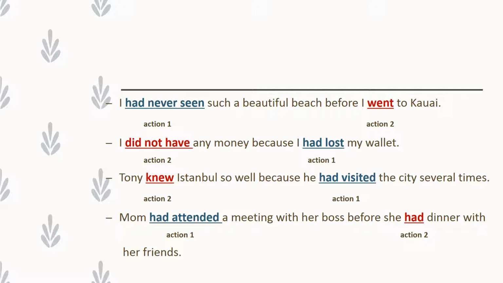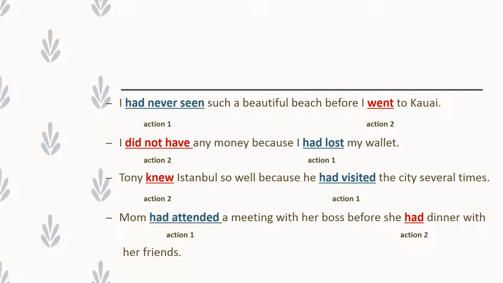Mom attended a meeting with her boss before she had dinner with her friends. Again, here there are two actions. Mom attended a meeting and then she had dinner with her friends. You have to decide which action happened first. As you can see, there are two actions that happened one after another in the past. So you have to decide which one happened first and which one happened next.